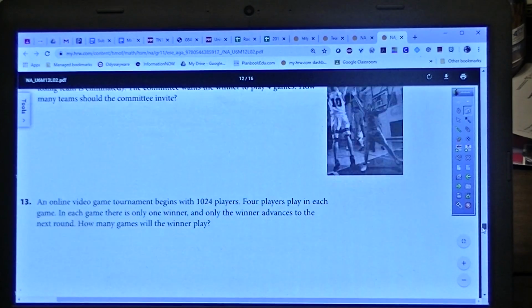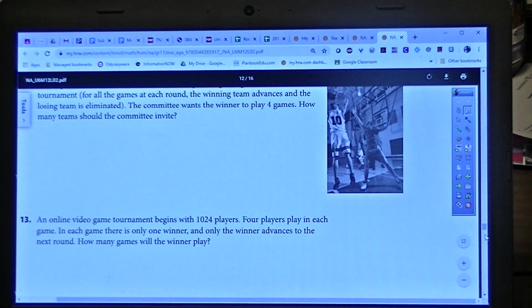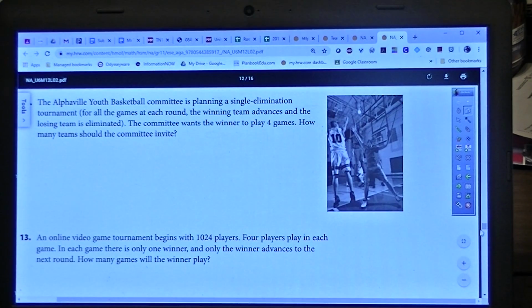Holy cow, what about this basketball stuff? Okay. They have a basketball tournament. It's a single elimination tournament, and they want the winning team that advances and the losing team is eliminated. Okay, the committee wants the winner to play 4 games. How many teams should the committee invite?